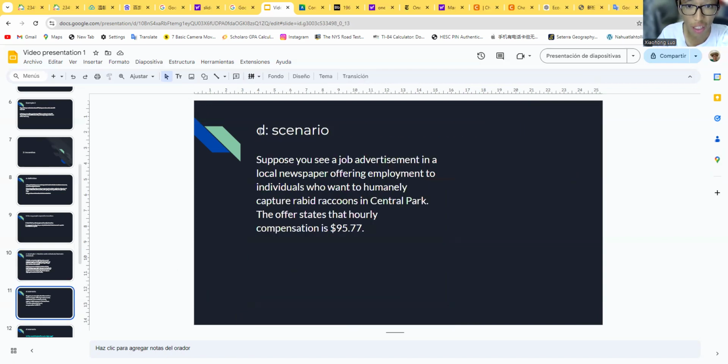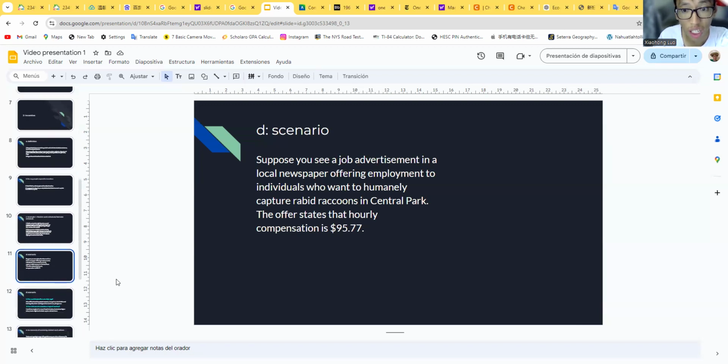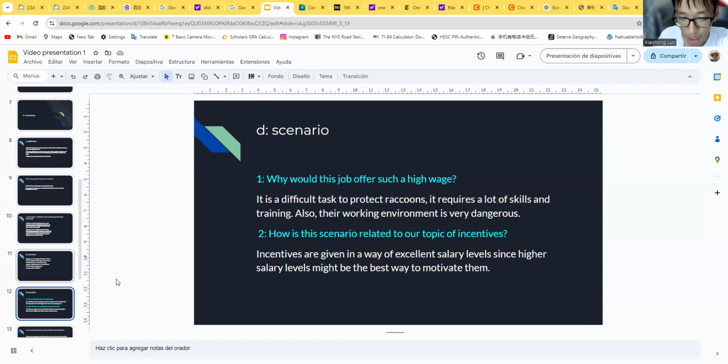So here's another scenario. Suppose you see a job advertisement in the local newspaper offering employment to an individual who wants to humanely capture raccoons in Central Park. The offer states that the hourly compensation is $95.77. So here are two questions. Why would this shop offer such a high wage? That's another good question, actually.